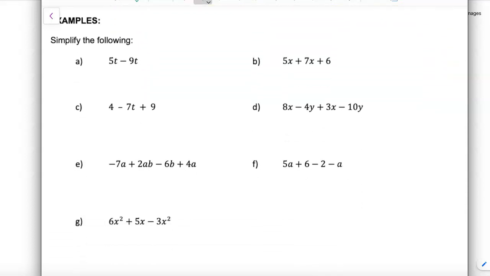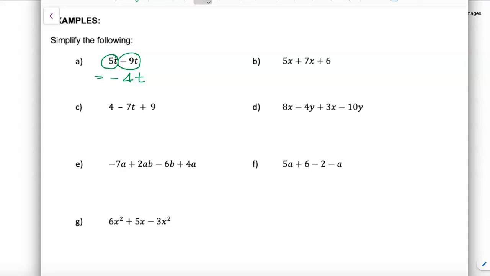In part A, I've got 5t take 9t. I can see that both of these terms have the variable t in them, therefore they are like. So I can treat them exactly as they are. I've got a positive 5t and a negative 9t, because that take symbol in front of the 9t tells me that it's a negative, so I'm going to take it away. This is going to give me 5t subtract 9t, which is negative 4t.